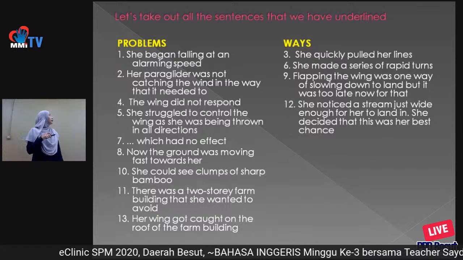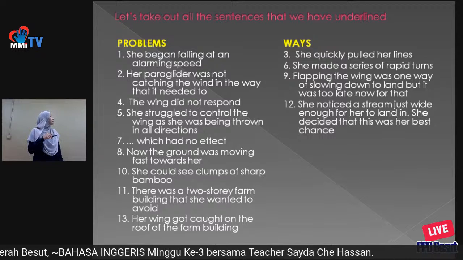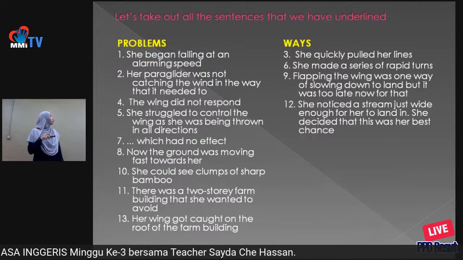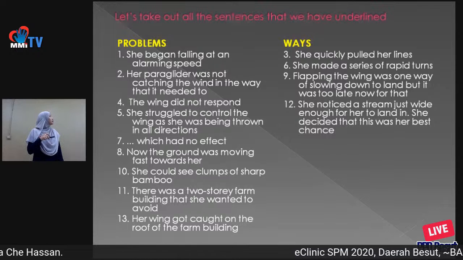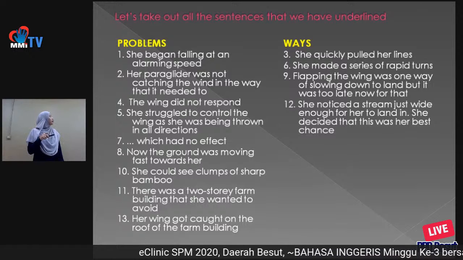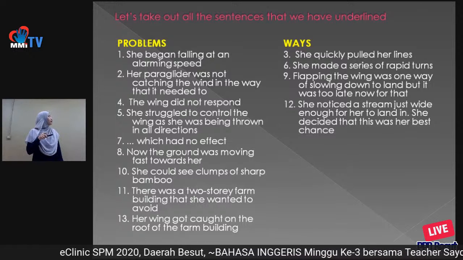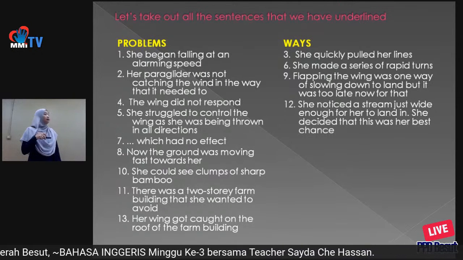Okay, ni number 1, number 2, number 3 here. She quickly put her lines. The wing did not respond. She struggled to control the wing as she was being thrown in all directions. She made a series of rapid turns, which had no effect. Okay, this is the same sentence, but then it carries 2 marks because the other ways, the other problems. Now the graph and blah blah sampai 13.